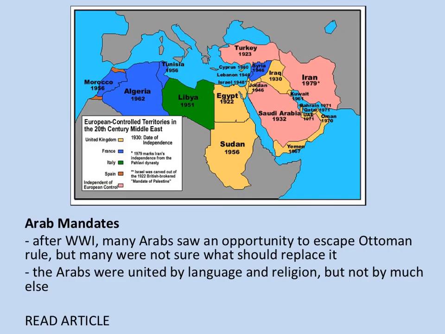So the next section are the Arab mandates. After World War I, a lot of Arabs saw an opportunity to escape Ottoman rule, but they were not sure what should replace it. And the Arabs in this region, the map pretty much shows you the areas, except for Iran, where Arabic is widely spoken. So these people are united by, in some ways, a common religion and a common language, but not necessarily by much else. And so people were unsure exactly how they were going to undertake forming new governments in this region.